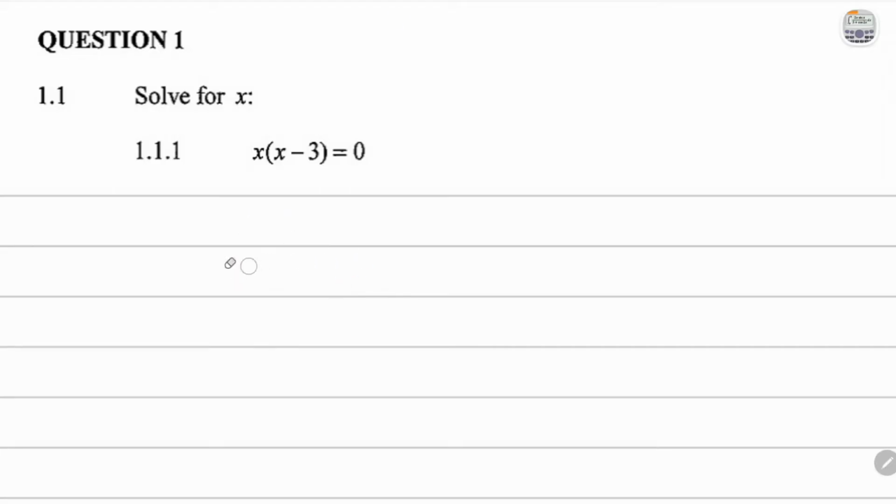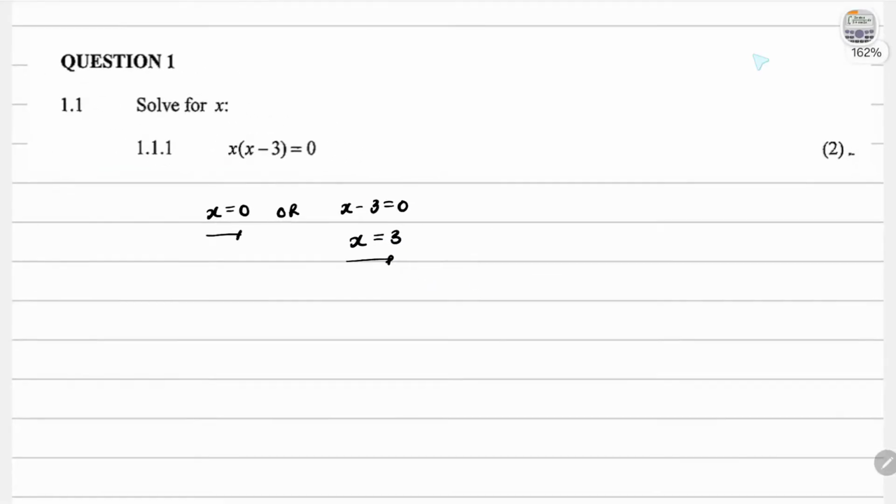Okay, so to solve this question, we simply say that it's either that x is equal to 0 or x minus 3 is equal to 0. Therefore, if we solve, x is equal to 3, and those are our solutions.